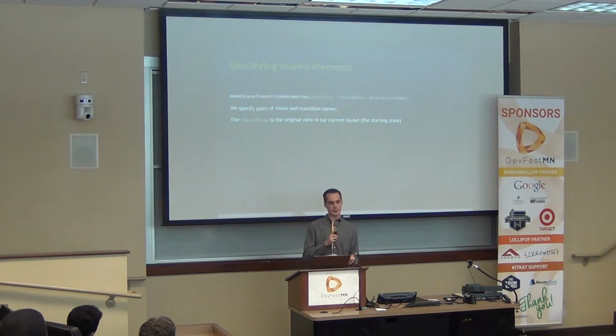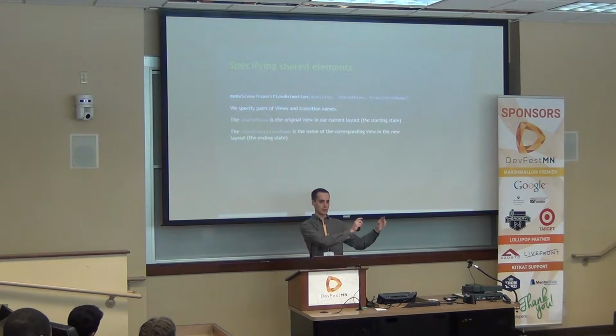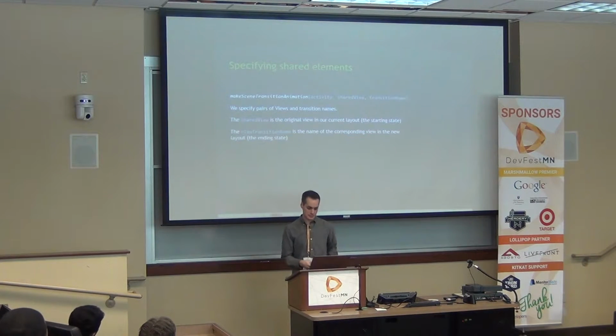And the key to remember here, because this is kind of confusing sometimes, is that the shared view is the view in the current layout, the starting state. The transition name is the transition name of the corresponding view in the next layout. So if I'm transitioning from a speaker list to speaker details, I pass in the actual view in the list and then the name of the corresponding element in the details. And again, they don't have to have the same name.